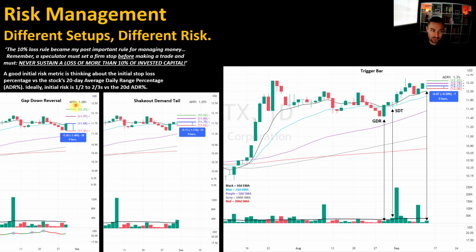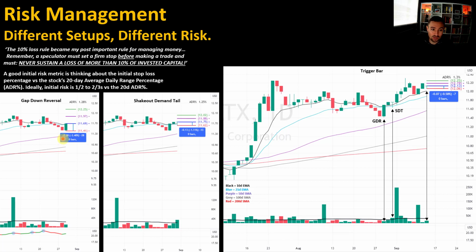So the ADR percentage, when I look here at the gap down reverse bar, and don't worry, I'll come on to these purple and green lines in a minute. So the gap down reversal bar, the initial risk on the trade, assuming perfect execution getting filled at 11.69 and a stop loss a cent below at 11.41, would be 2.4%. Okay, versus the ADR percentage of 1.28%, it's not ideal. In an ideal world, you want to be half to 2/3 the ADR percentage of 20-day ADR and keep the risk nice and tight. So this is maybe one you pass on.